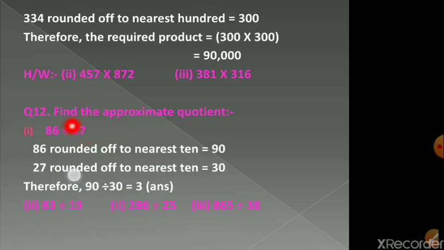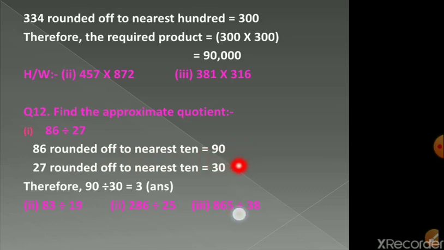Question number 12. Find the approximate quotient. That means we have to divide the number. 86 divided by 27. Now if I round off 86 to the nearest tens place, we have 6 in the ones place, which is more than 5. So this number will be rounded off to 90.